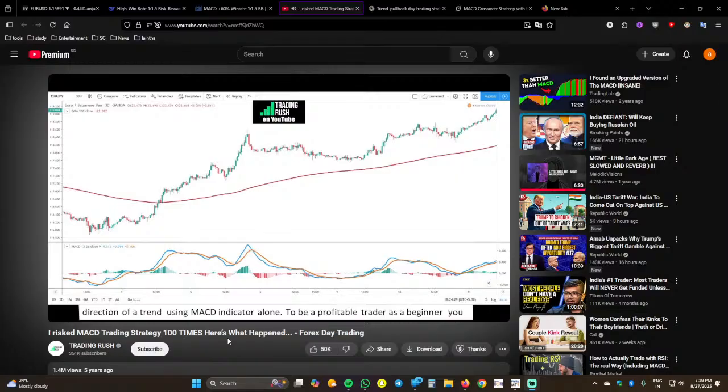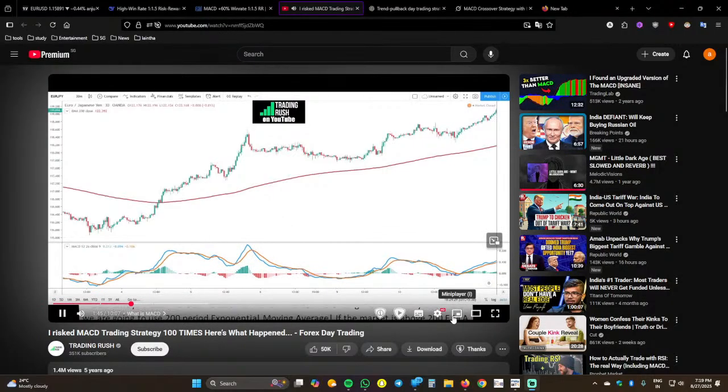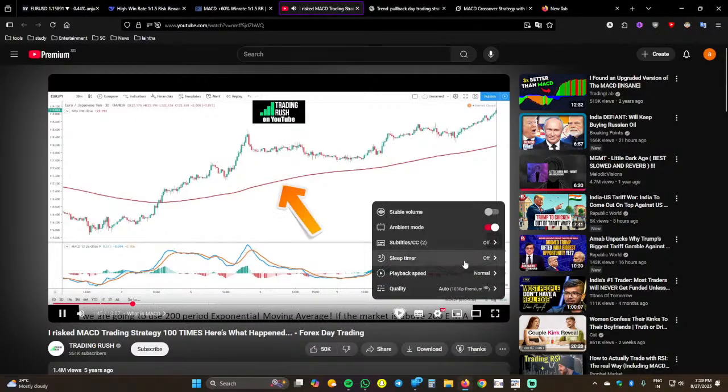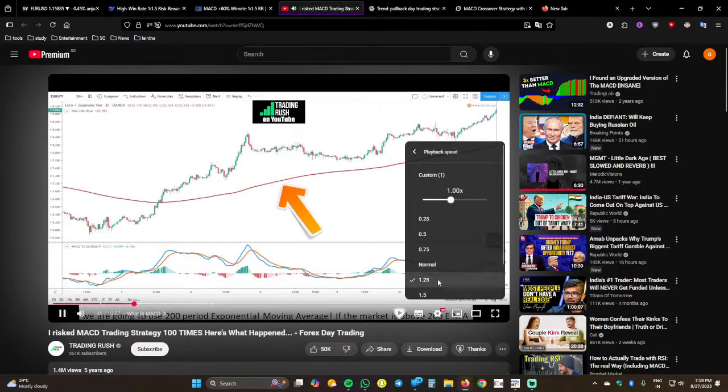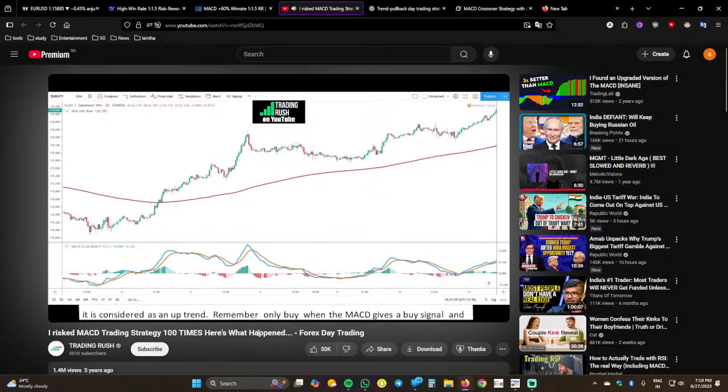To be a profitable trader as a beginner, you should always trade in the same direction as the market is trending. So, to identify the trend, we are going to use 200-period exponential moving average. If the market is above 200 EMA, it is considered as an uptrend. Remember, only buy when the MACD gives a buy signal and the market is in an uptrend.